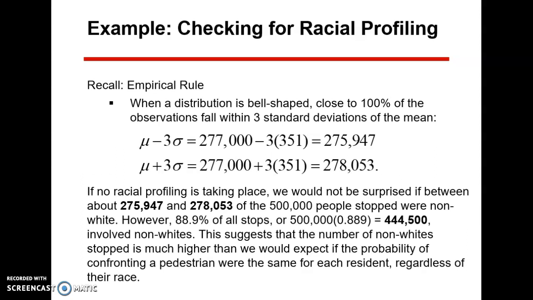And there it is, a little more precisely. But how many did they actually stop? Well, it said 88.9% of the 500,000 involved non-whites, but you would expect it to actually be in the range of 276 to 278,000 over 99% of the time. So this is pretty suspect. And that's the end of our chapter.